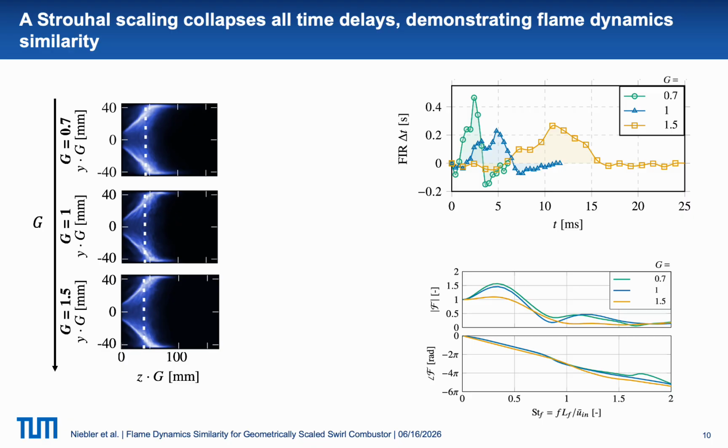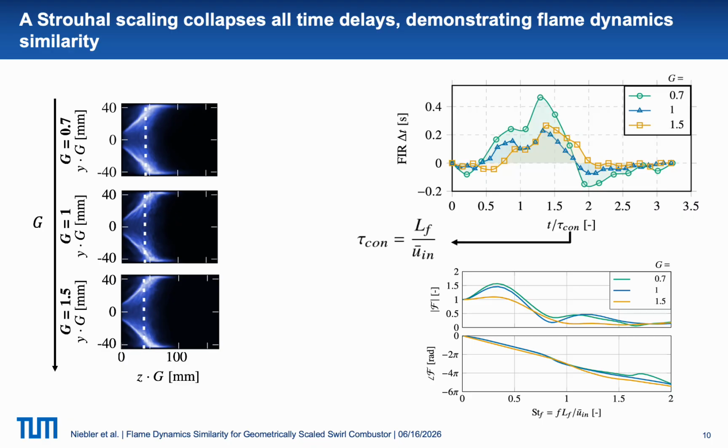The important part, if we talk about similarities, however, is whether they scale in the end, or can be collapsed by one non-dimensional parameter. For that, we suggest a convective timescale that is defined as the length of the flame, which is the length from the backplane to the center of mass of our flame, divided by our mean inlet velocity.